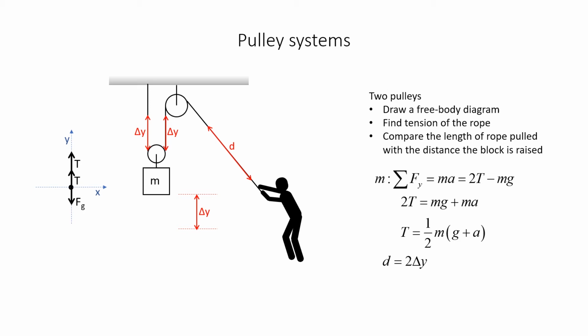If we keep delta y the same as before, now we see that the string is actually pulled twice as far because the same delta y has to be pulled from string on both sides of the pulley. I have to pull twice as far to get the block to lift delta y. D equals 2 delta y.